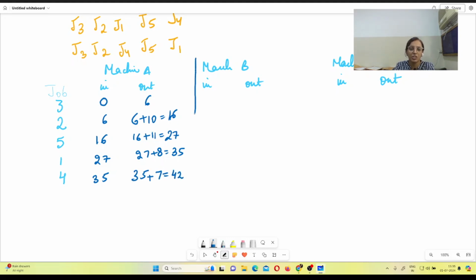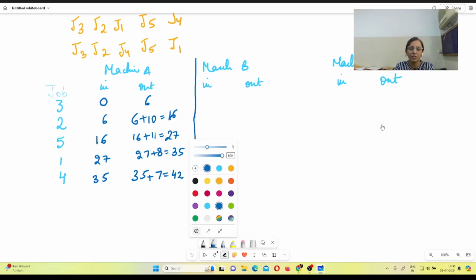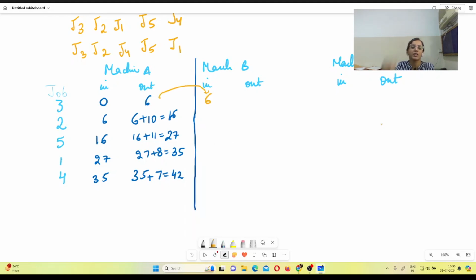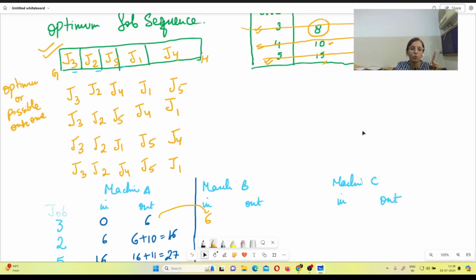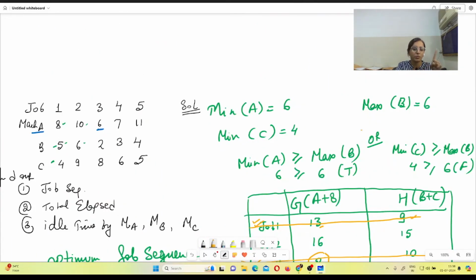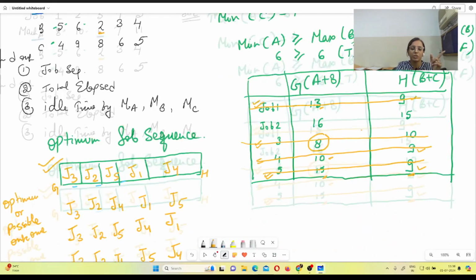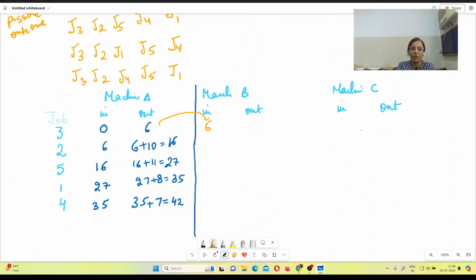Now coming up with the machine B, putting the value for machine B, same scenario we have to follow. Like this will start at 6. Why does it start at 6? Because it will start only when this machine A work is completed. And the machine time, same we have to check. Job 3, machine 2, how much time is taken? Job 3, machine B, time taken is 2. So what we add? 6 plus 2, that will be 8, right?